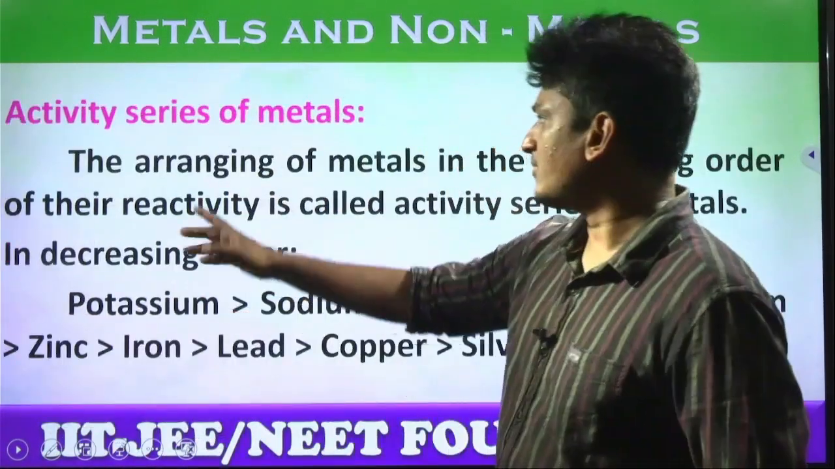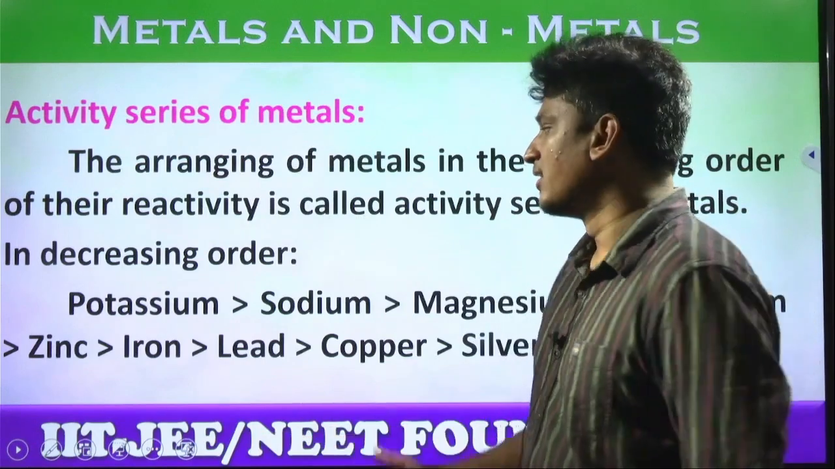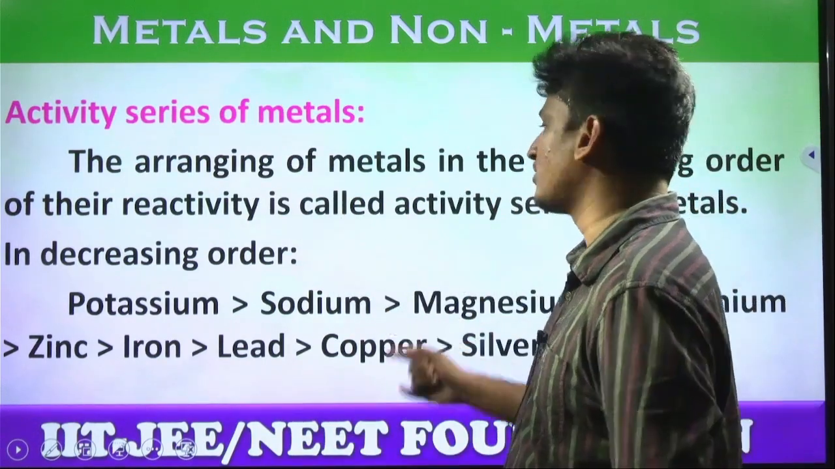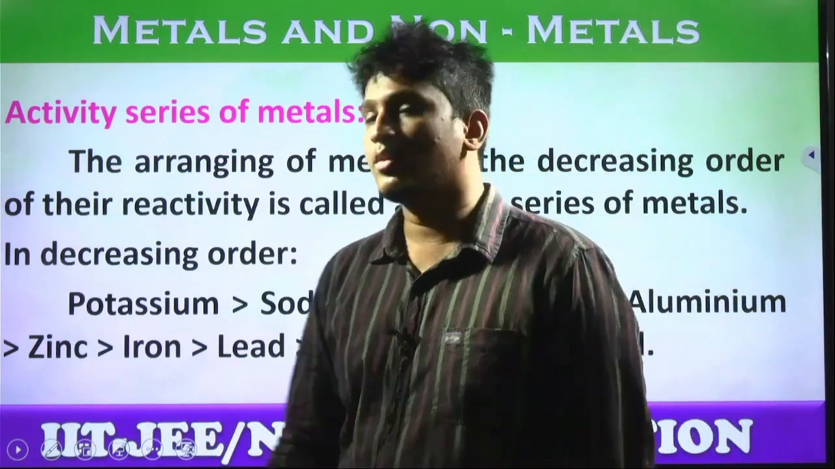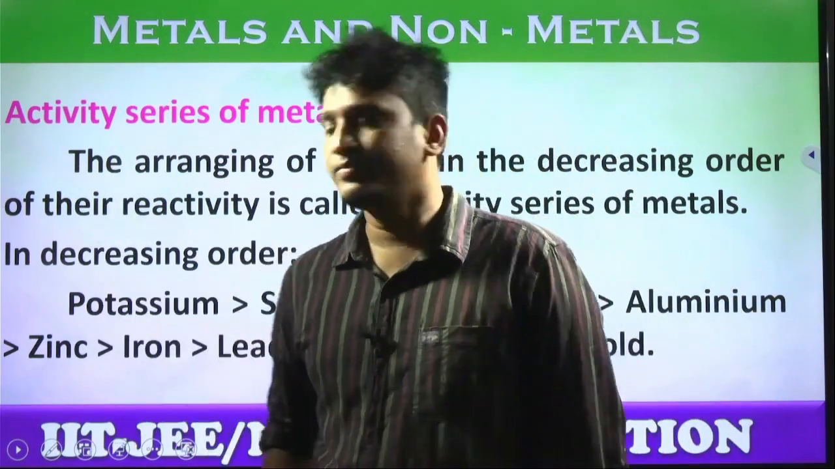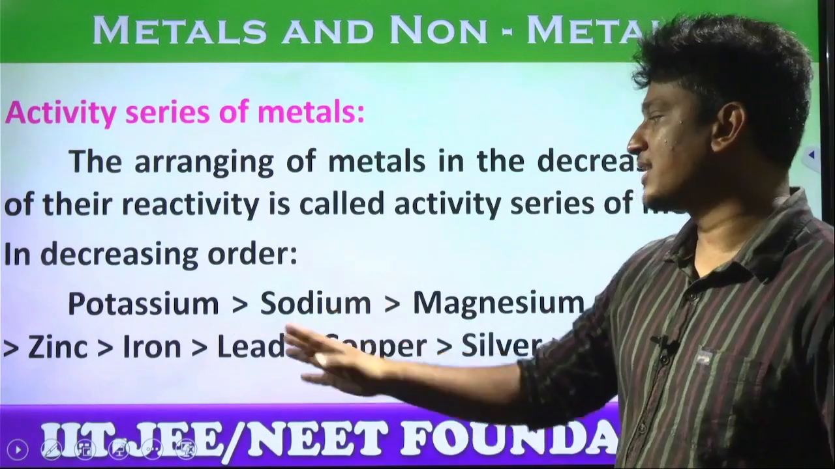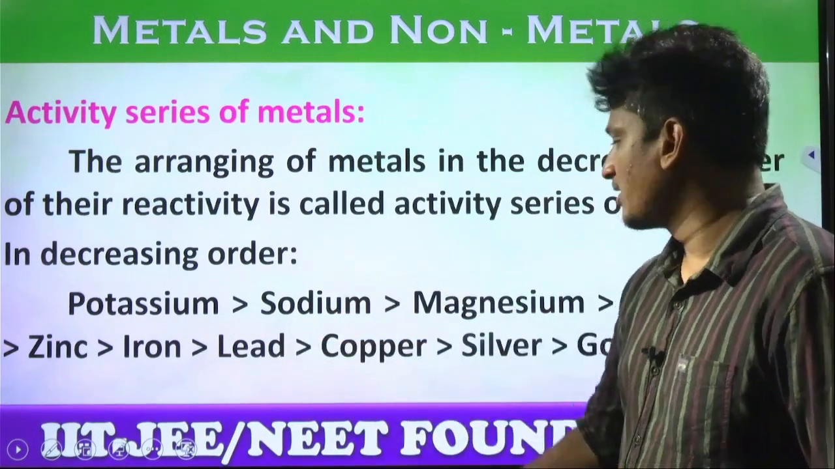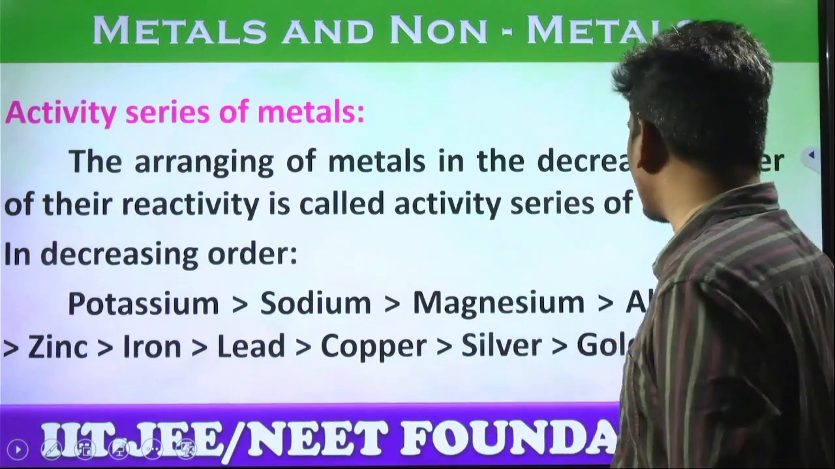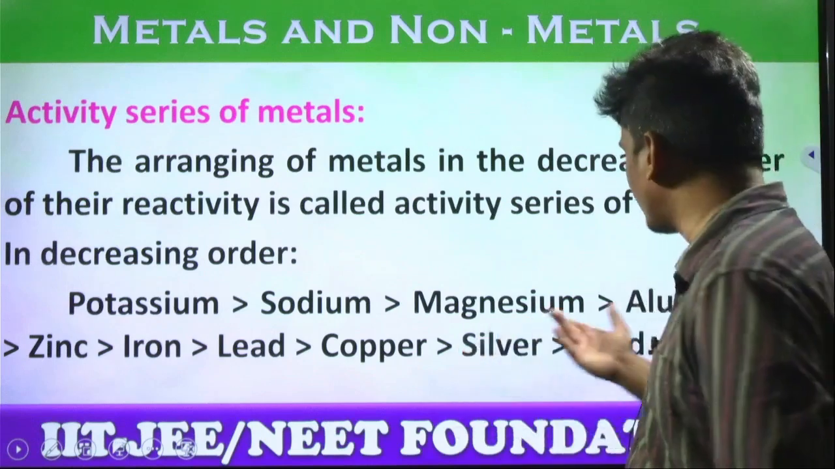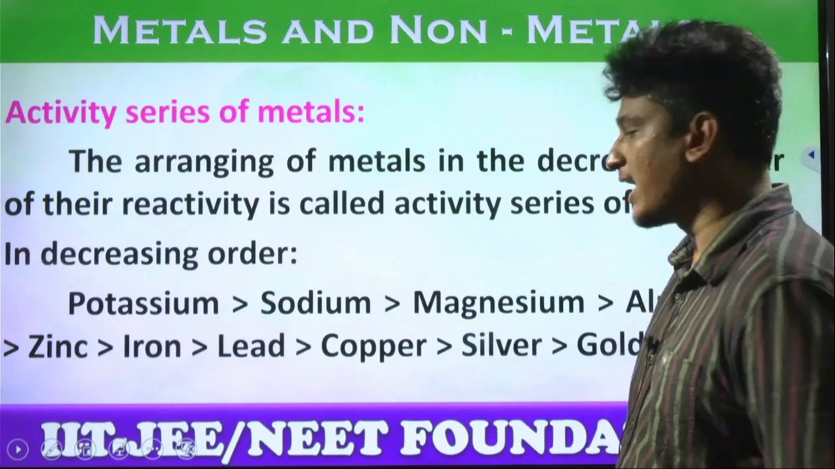Next, activity series. The arrangement of these metals in the decreasing order of their reactivity is called the metal activity series. Decreasing order means from high to low. Look, what's the first one? Potassium, sodium, magnesium, aluminum, zinc, iron, lead, mercury, copper, silver, gold, platinum. Platinum is not given here. Gold is the least reactive in this series.